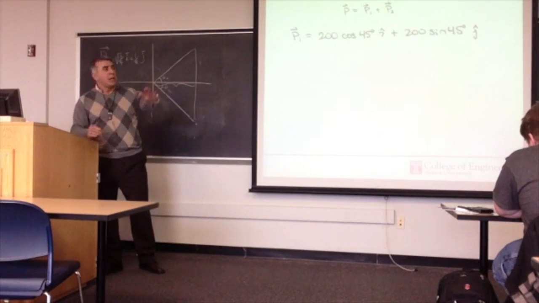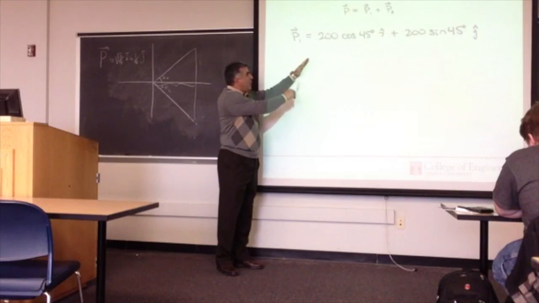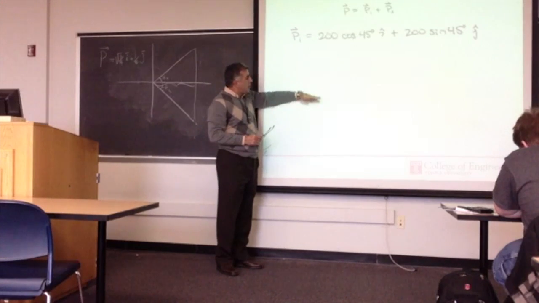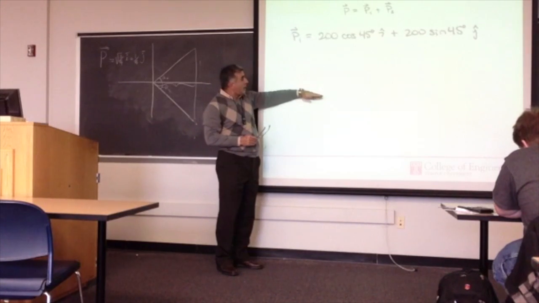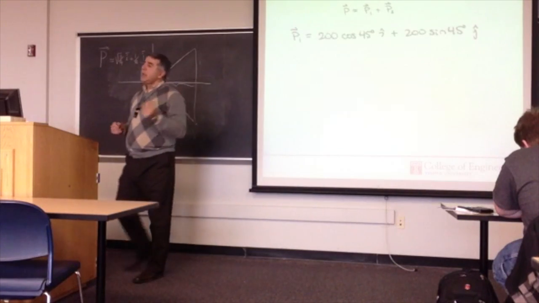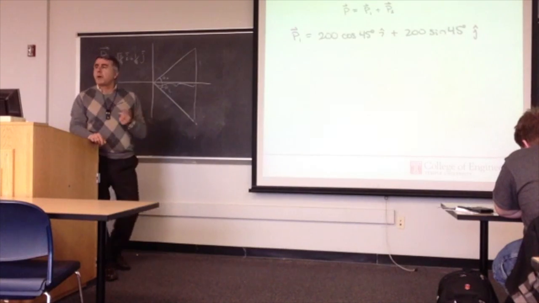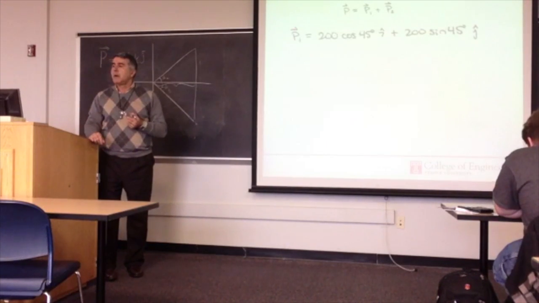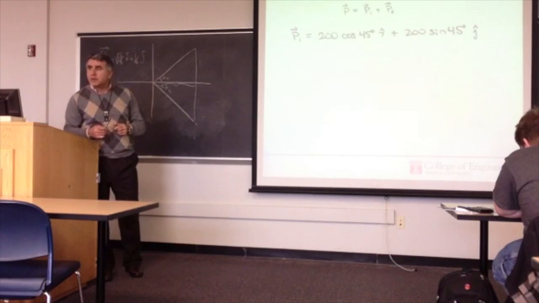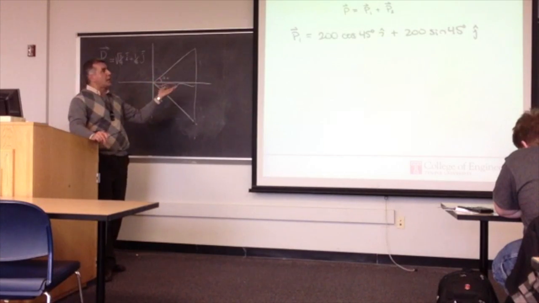So in other words, if this is your P1, that angle was 45 degrees, the magnitude was 200, so it's 200 cosine of 45 degrees in the I direction, 200 sine of 45 degrees in the J direction, or in the Y direction, right? Why are they both positive? Exactly. It is in the first quadrant, right? Both X and Y, or I and J, are positive.